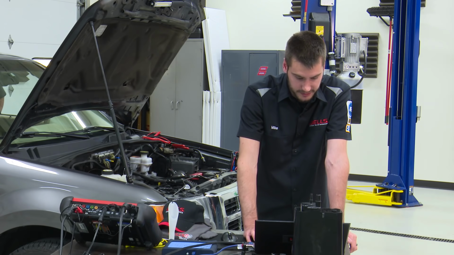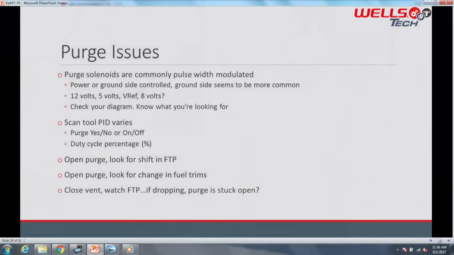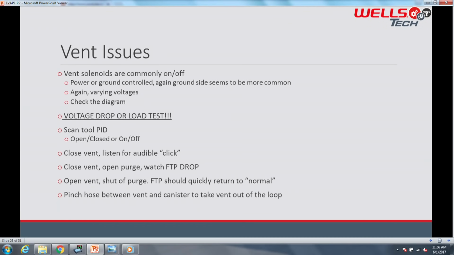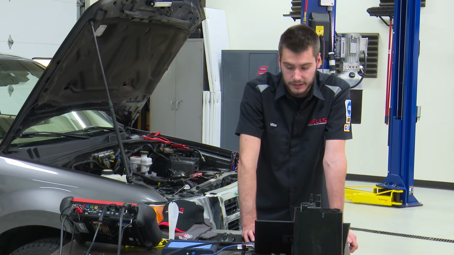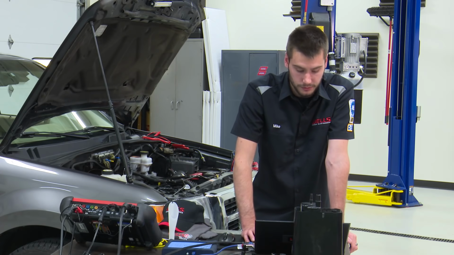Purge issues, I'm not going to get into these because we're going to kind of go over them when I work on a car. Vent issues, same deal. Voltage drop or load test these things. Again, you don't trust that you have 12 volts there and you're happy. Do a voltage drop or load test it because 12 volts might not be able to flow any current. These things take current to open and close, okay? Don't get beat by that.